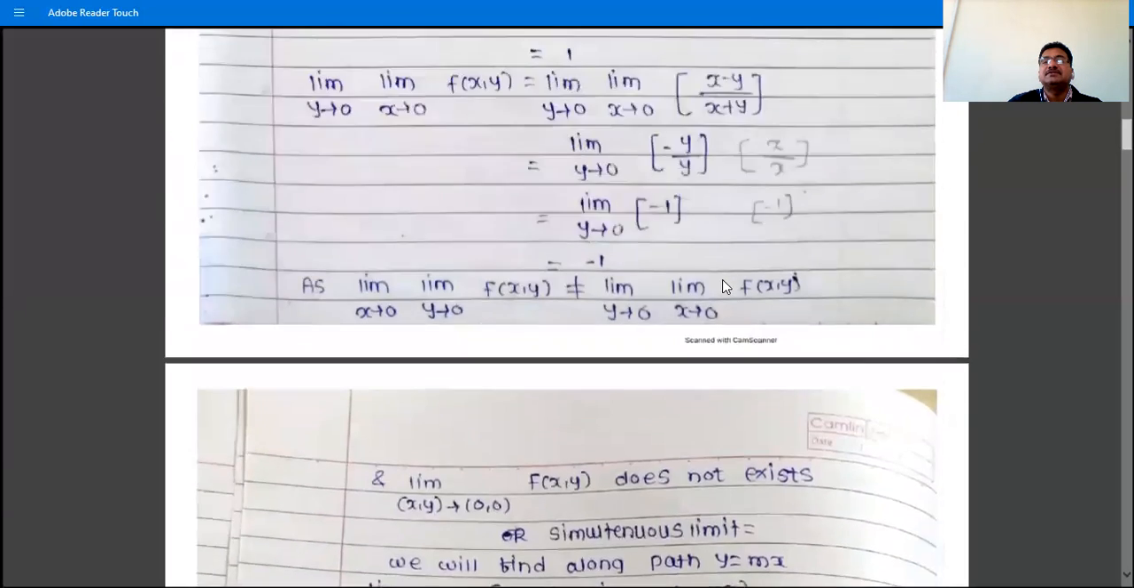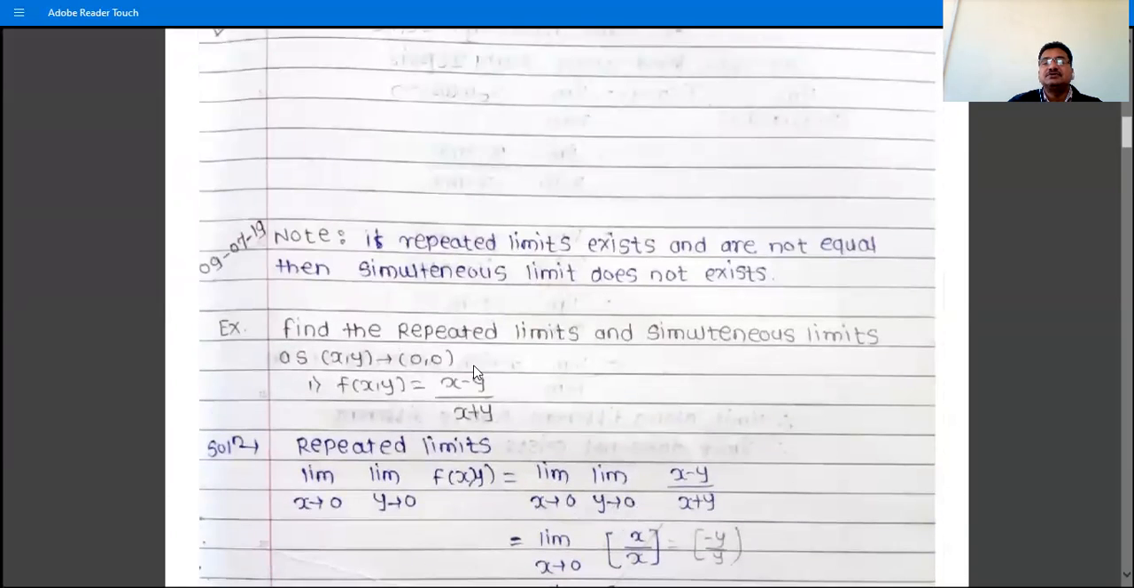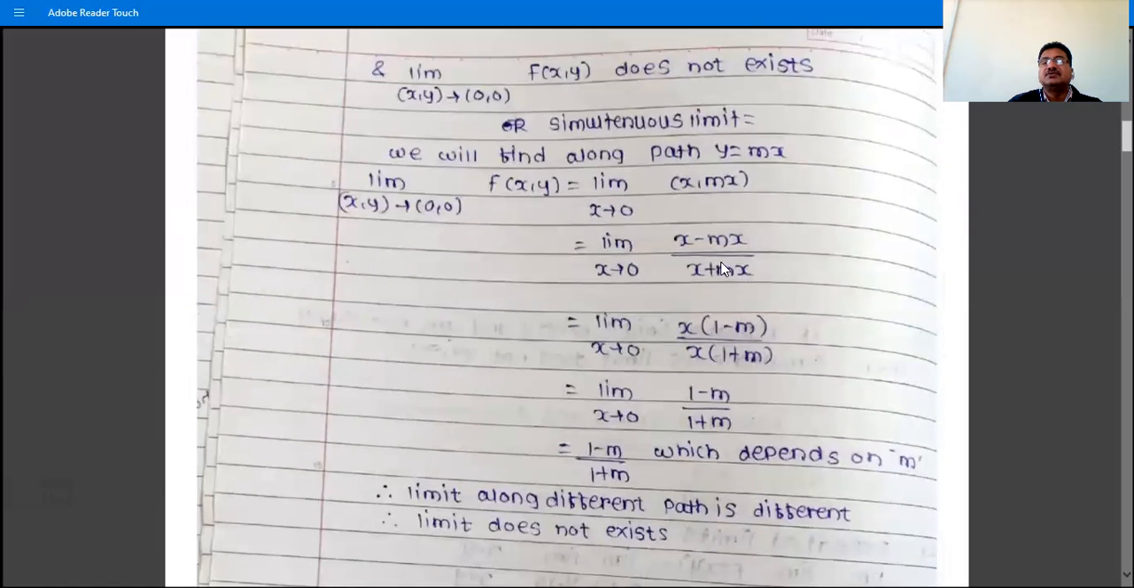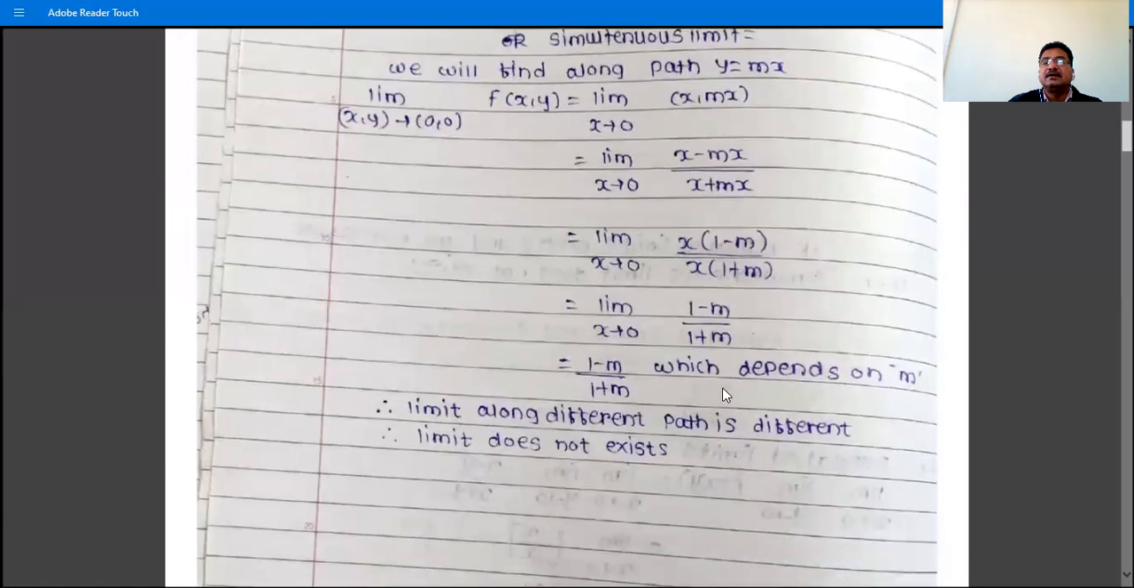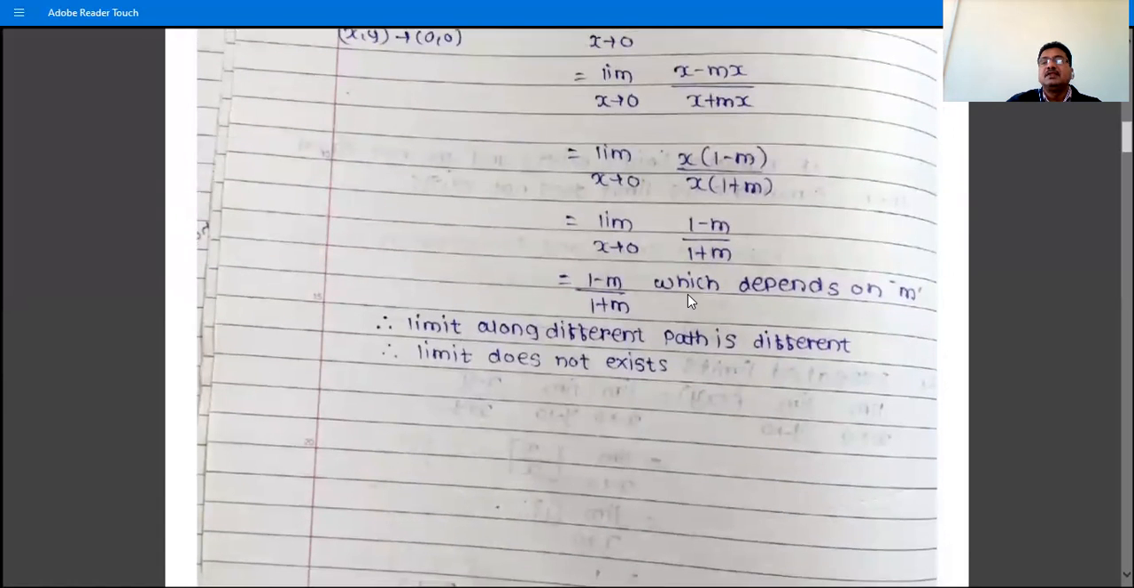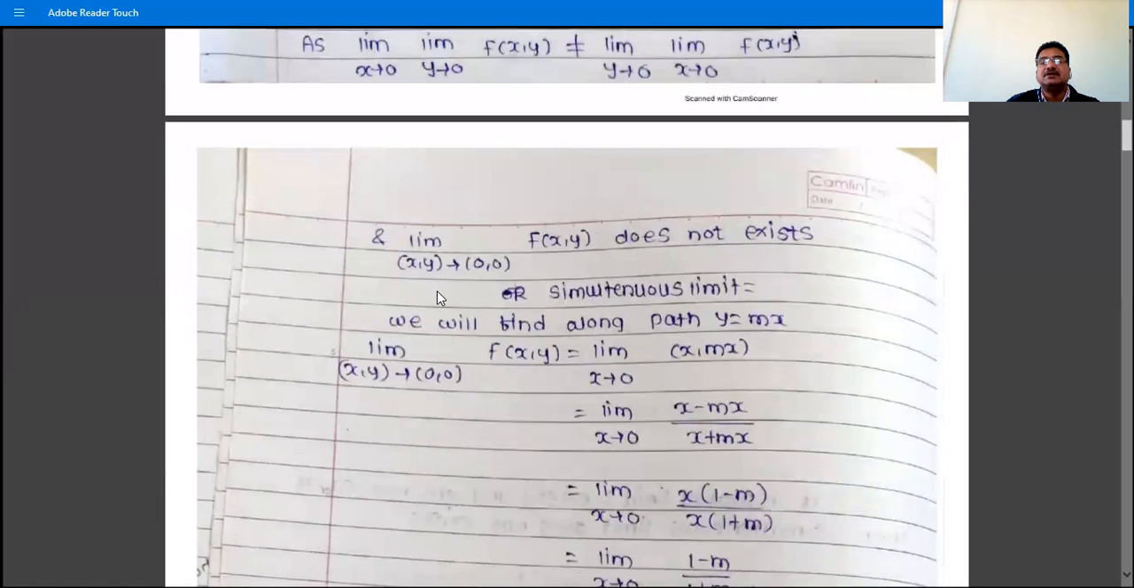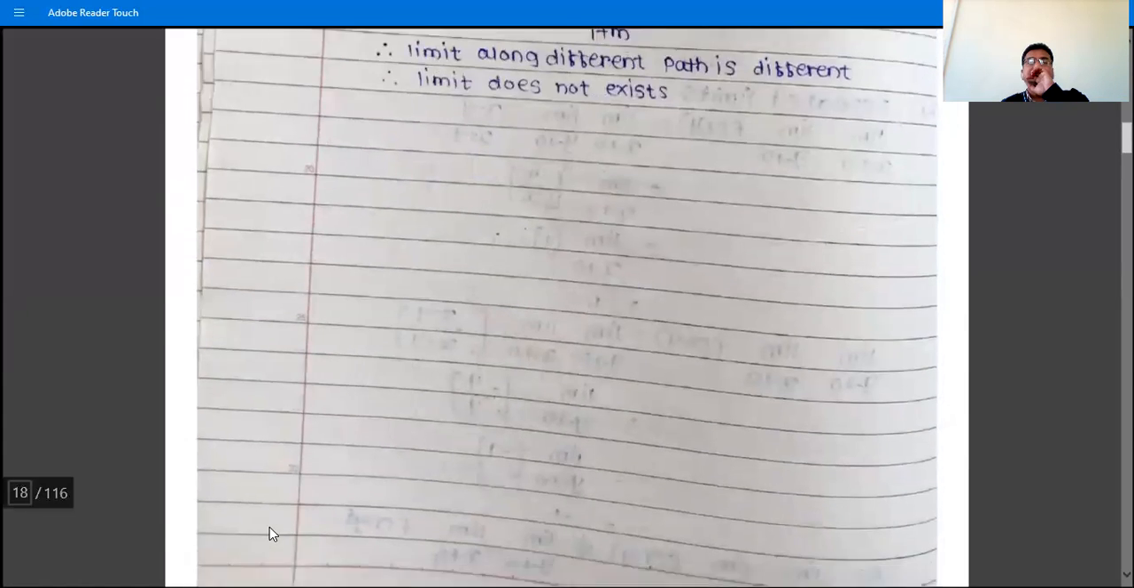And f(x, mx) is what? This is f(x,y), so write y as mx: (x minus mx) divided by (x plus mx). Take x as common and cancel: (1 minus m) divided by (1 plus m). Take the limit of this factor as x tends to 0, which depends on m. Therefore the limit along different paths is different, and therefore the simultaneous limit as (x,y) tends to (0,0) of f(x,y) does not exist.